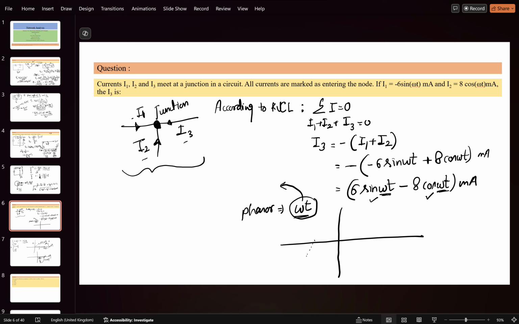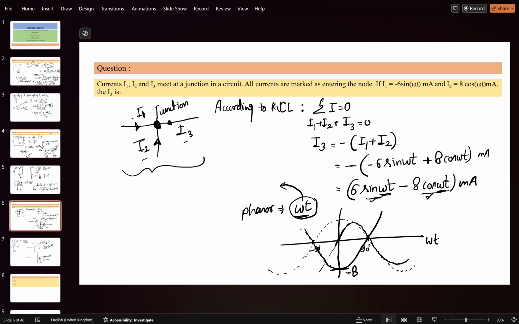Cos usually starts like this. Cos here, if it is omega t, and this cos will move like this. Okay. So this is the cos term, and it will cut here at 90 degree and minus 90 degree. But in the question, if you see, this is minus cos omega t. So minus cos omega t will look like this. Its magnitude will be minus 8, maximum value. What about sine? Sine starts from 0. It will start from 0 and it will move like this and like this.